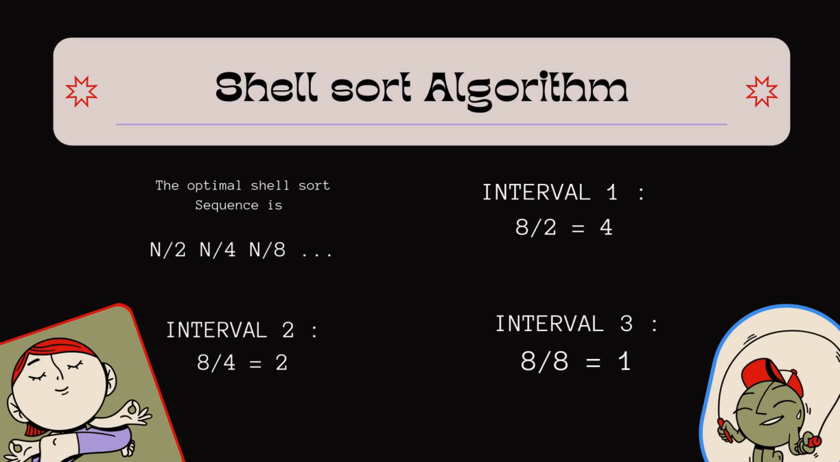So for the optimal shell sort sequence, when n is 8, the first interval that is going to come out will be 8 divided by 2, which will be 4. Second interval will be 8 divided by 4, which is going to be 2, and the third interval is going to be 8 divided by 8, which is going to be 1. It is confusing, don't worry.